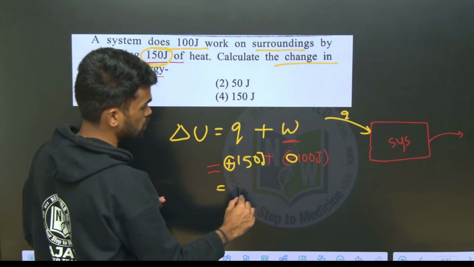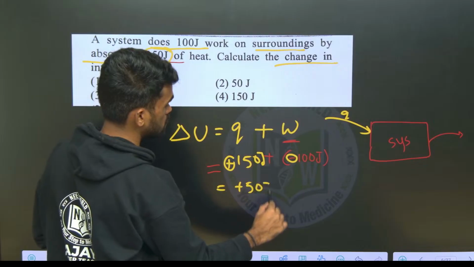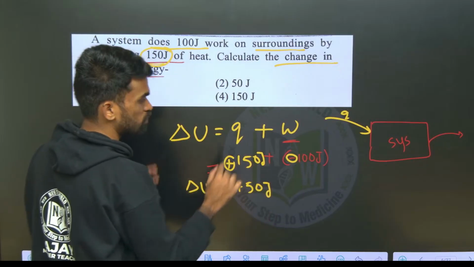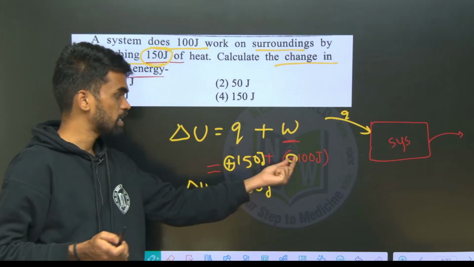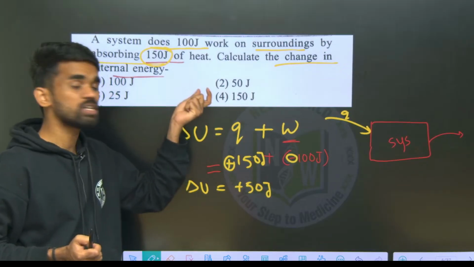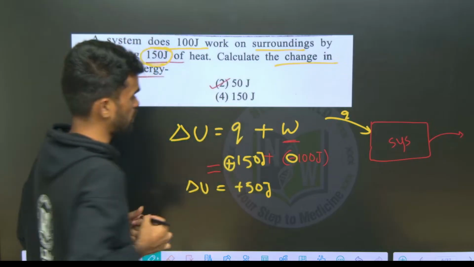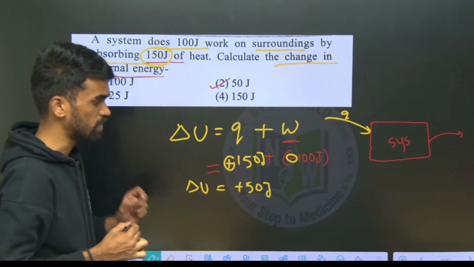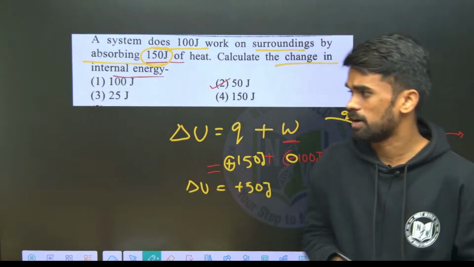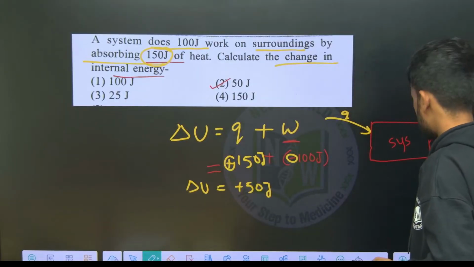So what you are going to get here is plus 50 joules. The question is easy and the formula is also easy, but taking the proper signs and understanding the question properly is very important here. So your option number 2 will be perfectly correct for this question. Very simple and easy questions. Okay, next.